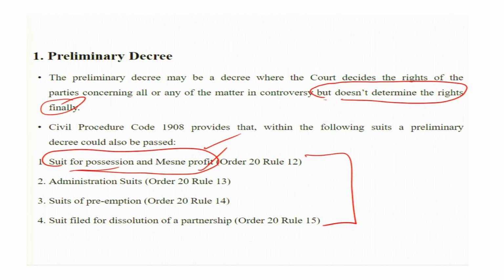Mean profit definition is there, and in Order 20 Rule 12, Order 20 you can go through, and Rule 12 shows how this preliminary decree can be passed. Order 20, specifically Rule 12, is talking about this. In this kind of cases there can be preliminary decree.